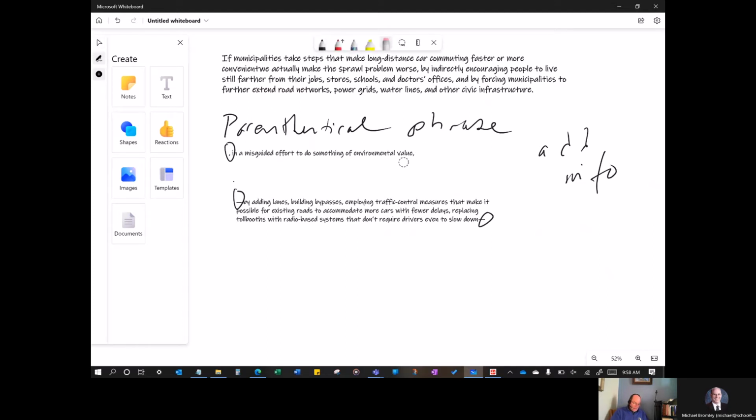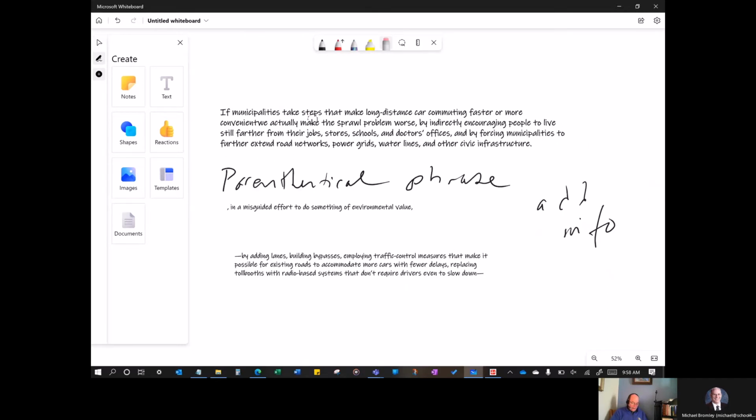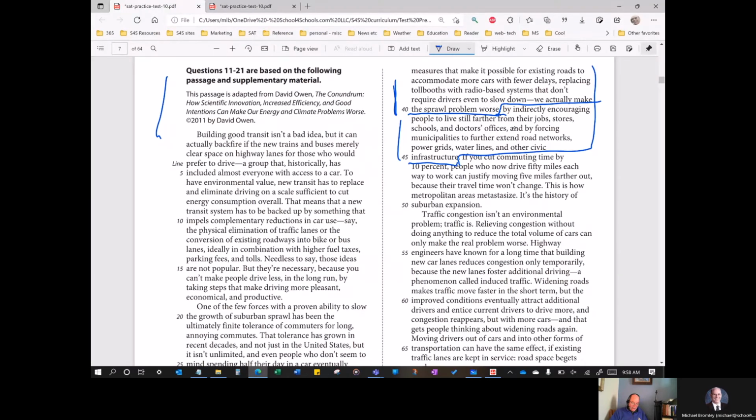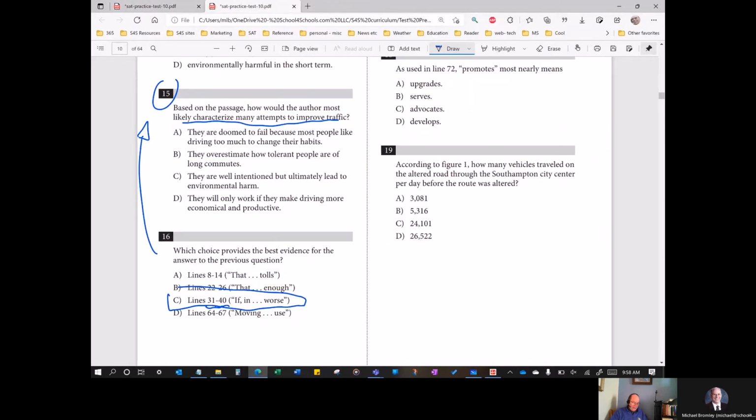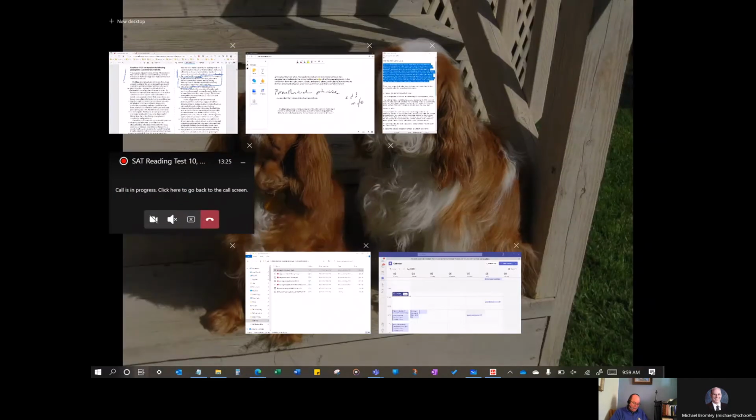And so let me get rid of my mess here. Okay, now this leaves us again with if municipalities take steps, blah, blah, blah. So at this point, I see I have another little phrase here, by, blah, blah, blah. Now this is the one that I believe is not in our question. So this we don't need to worry about, but I want you to see how it's part of the long sentence, so it can get confusing. So let's go ahead and keep it in for our purposes here.